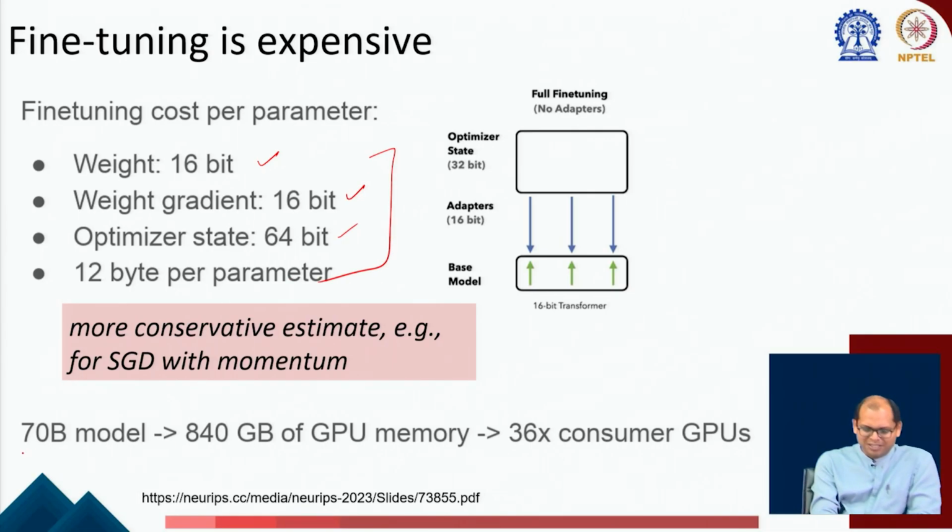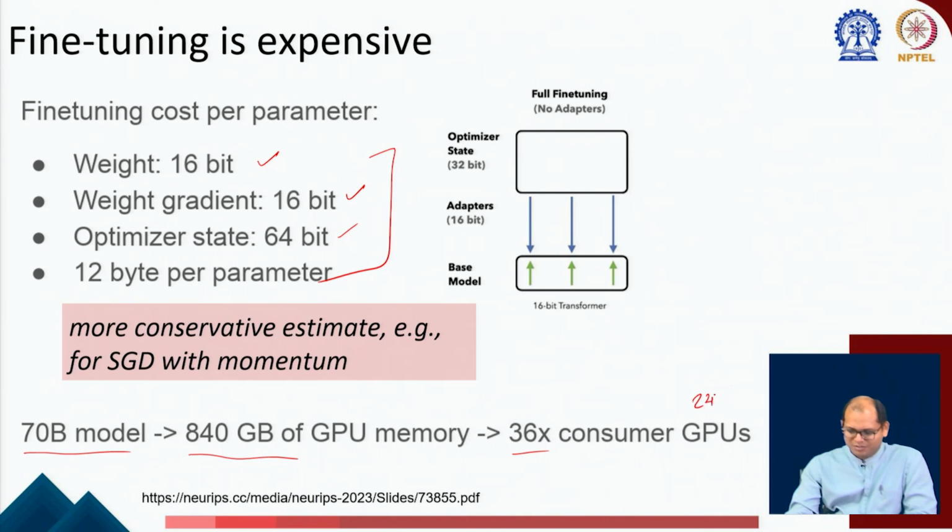So if you have a 70 billion model, you need 840 GB of GPU memory, right? I mean, so this is like 36 times some normal consumer GPUs that are at like 24 GB each. So you need like a huge setup just for fine tuning a Llama 70 billion model.